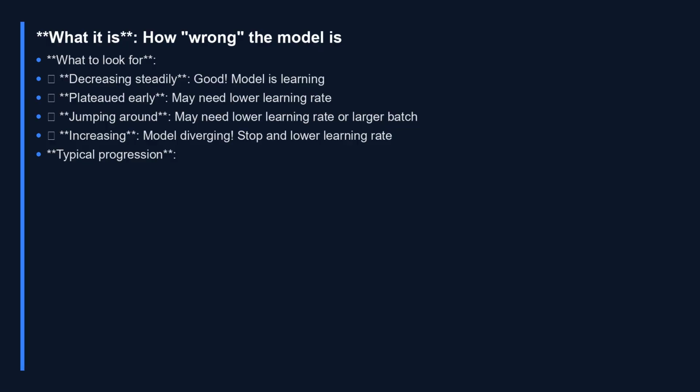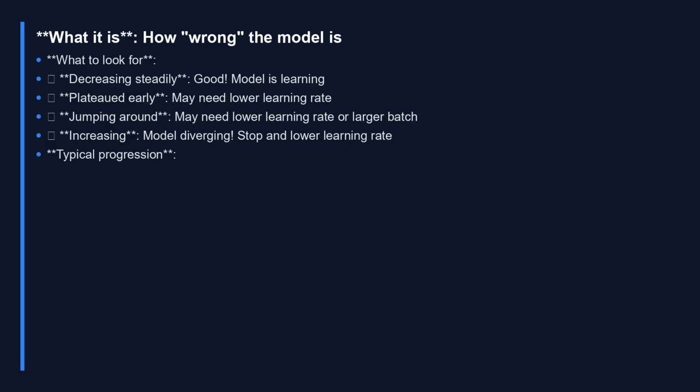Training loss is the model's error signal, numerically, how wrong its predictions are on the training data. A steadily decreasing loss means the model is learning. If it plateaus very early, the learning rate is probably too high and the optimizer is overshooting. If the loss jumps around erratically, try a lower learning rate or a larger batch size to smooth the gradient estimates. If the loss starts climbing, the model is diverging. Stop immediately and lower the learning rate before restarting.